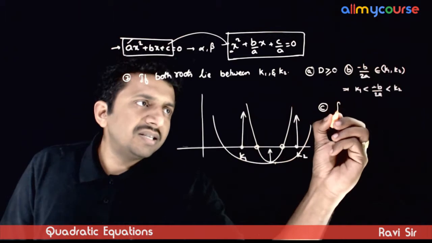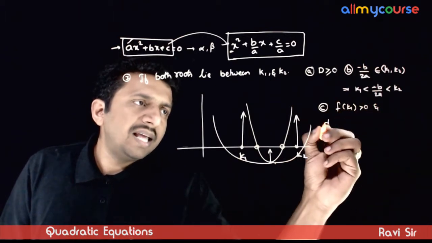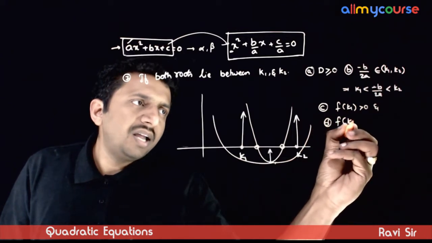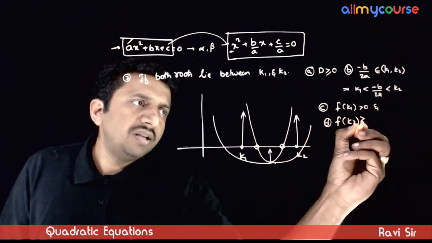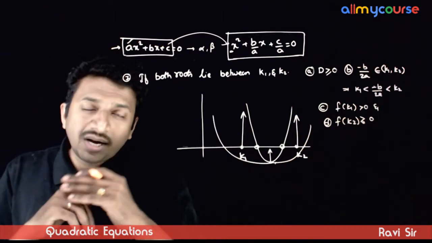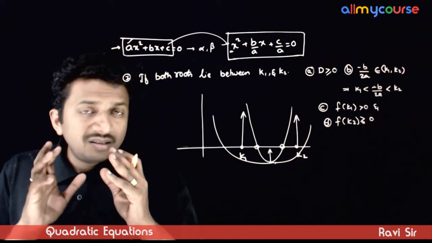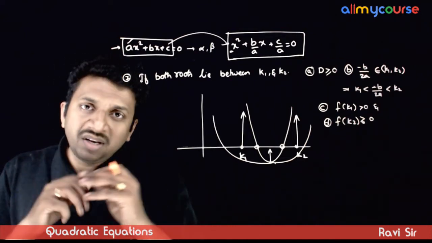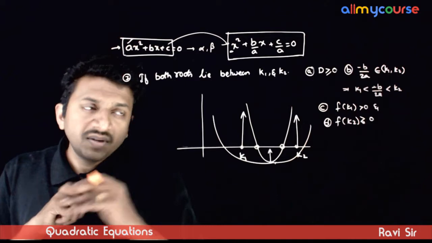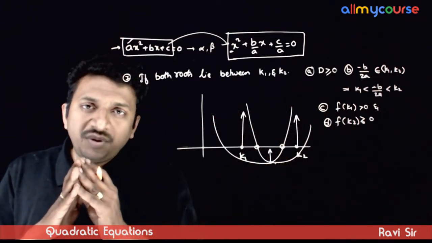So the next condition is f of k1 has to be greater than 0, and the next condition is f of k2 also has to be greater than 0. So there are four conditions now. The discriminant has to be positive. Minus b by 2a has to lie between k1 and k2. f of k1 as well as f of k2 have to be positive.